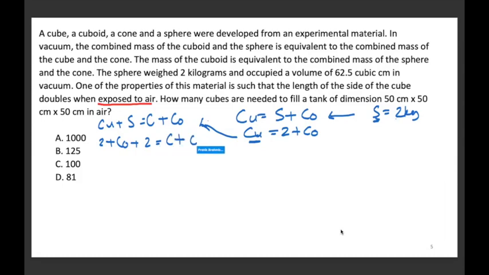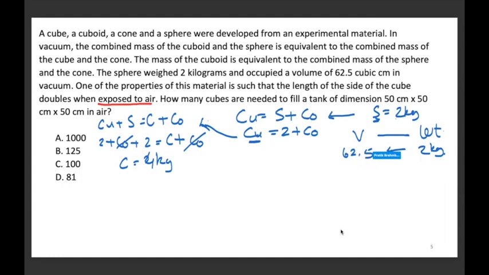Cube we don't know, and then cone. So cone will negate, and then the mass of cube will come to 4 kilos. What we also know is volume. If I do a volume versus weight analysis, for the sphere which is of 2 kilos, the volume of the sphere is 62.5. What we also know is the cube is of a weight of 4 kilos.